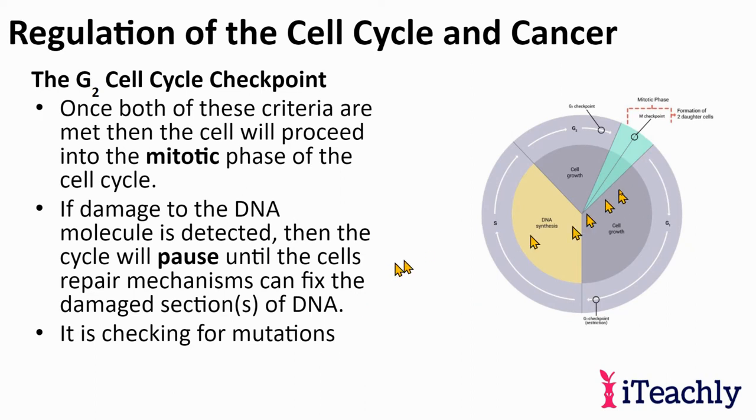Okay, so this is the G2 right up here, right? So here's G2. Once both of those criteria are met, the cell will proceed into mitosis. If damage to the DNA molecule is detected, then the cell will pause until the cell's repair mechanisms can fix the damaged DNA. So it is checking for mutations and damage.